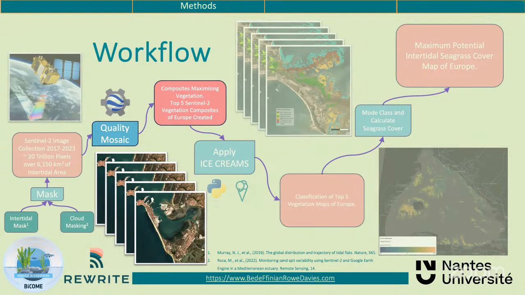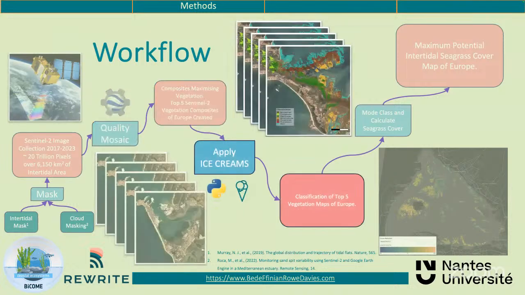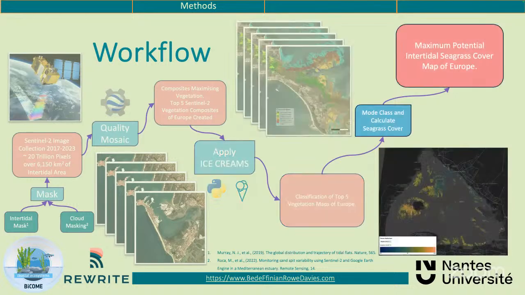And that we created the highest NDVI composites in that area. So selecting within the time series the pixels that had the highest NDVI and taking all of the spectral information that goes along with that, and then applying our ice creams model to that. And that created the top 5 vegetation classification maps of Europe, which then meant that we could apply our conversion from the seagrass pixels all into their seagrass cover.